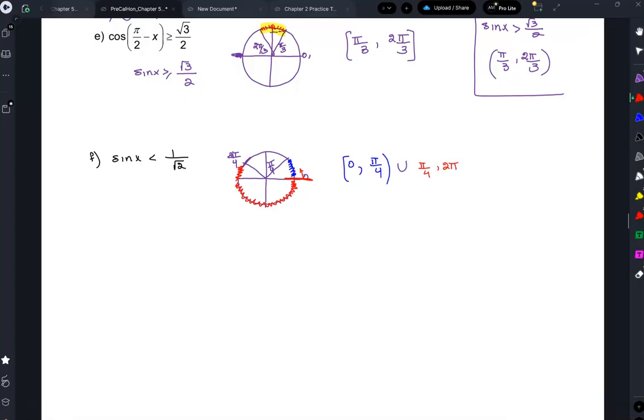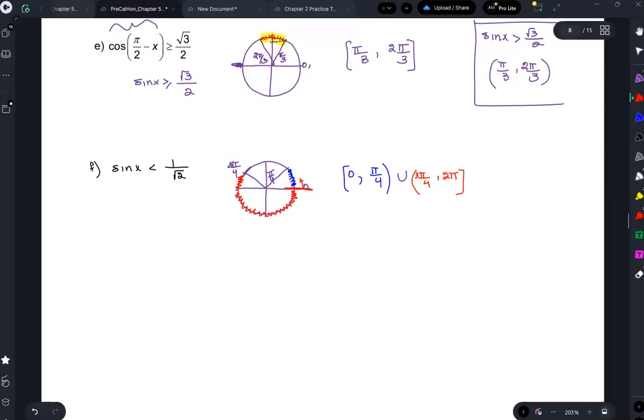to 2 pi. Do I include the pi over 4? 3 pi over 4. Do I include the 3 pi over 4? Do I include the 2 pi? Yes. Do you see that? Because at 2 pi, it satisfies the inequality. So now, do you see why in this case it's so necessary to draw the unit circle and not just do it in your head, right?